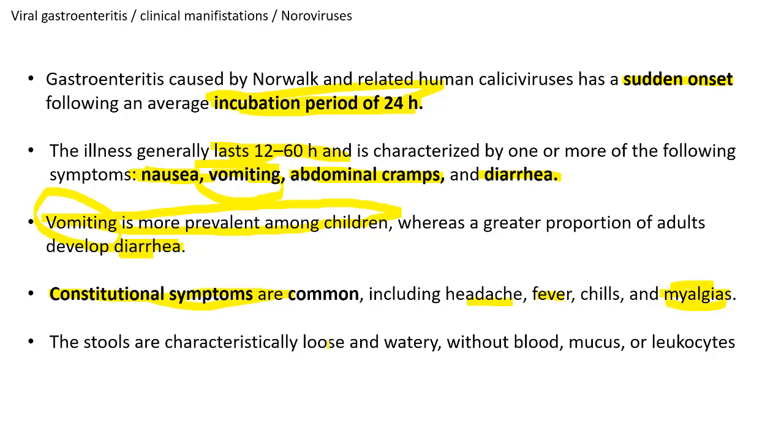And if the patient is describing the stools for you, they will be loose and watery, and they very rarely contain blood, as happens with some bacterial gastroenteritis. Okay, with bacterial infections, you'll probably have blood. But here it is loose and watery, without mucus and without blood.